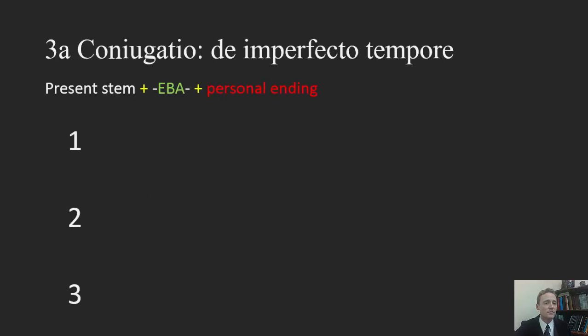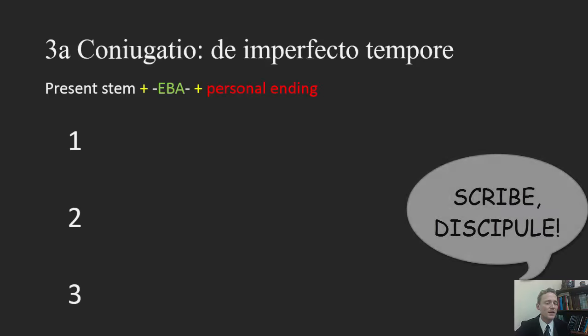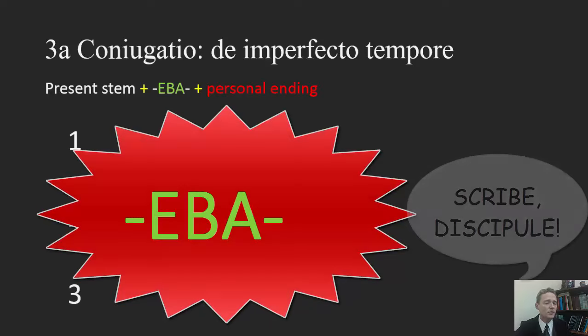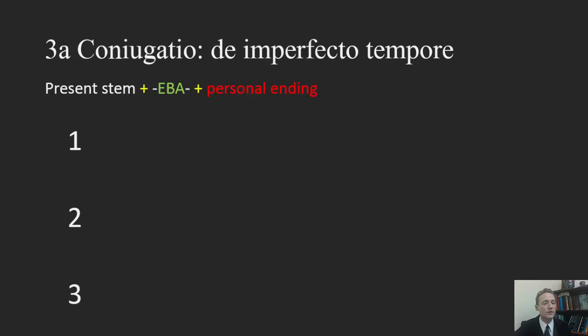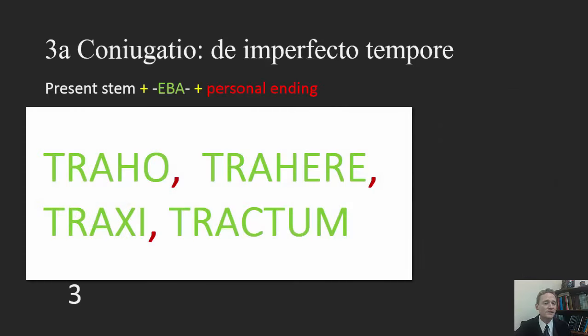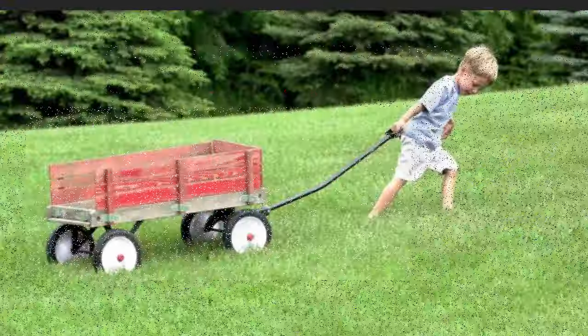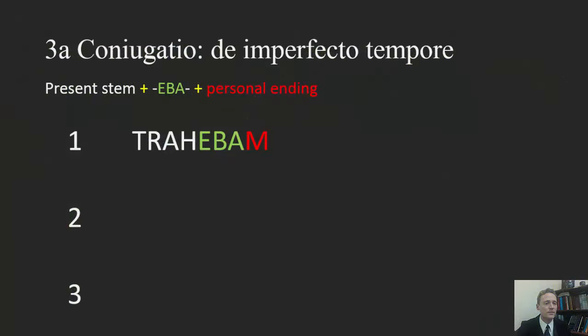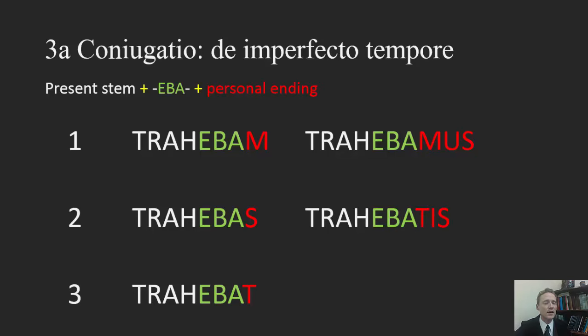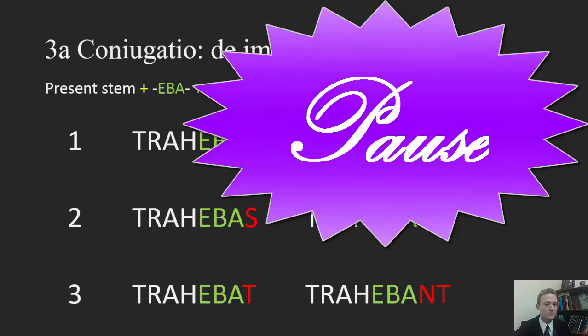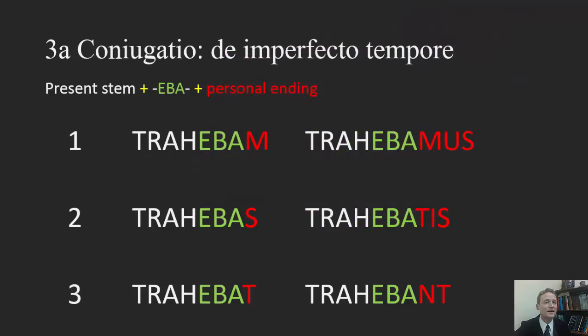Third conjugation, for forming the imperfect tense. The imperfect tense gives us nothing new. We take the present stem and we're going to have BA, but this time it will be EBA plus our personal ending. So let's look at the example using the new verb from our vocabulary, traho, trahere, traxi, tractum, meaning I drag. We have trahebam, trahebas, trahebat, trahebamus, trahebatis, trahebant. Pause the video and write this example down. Let's go on.